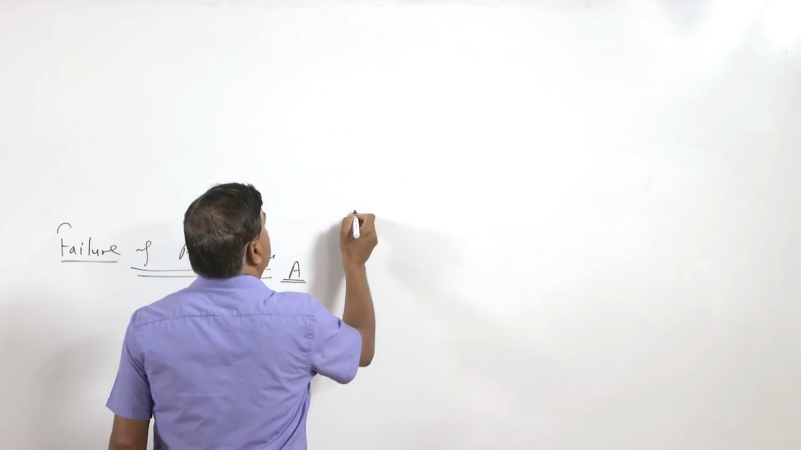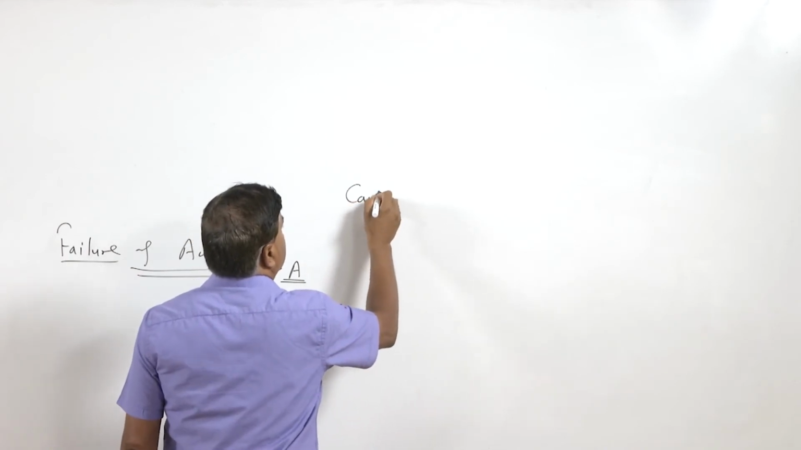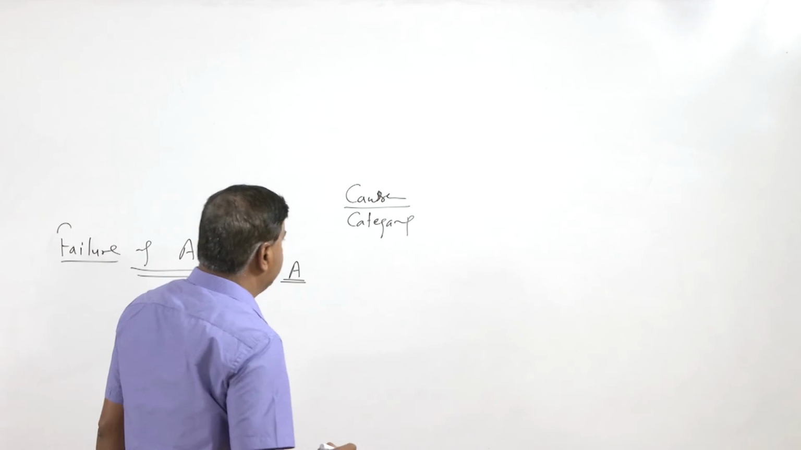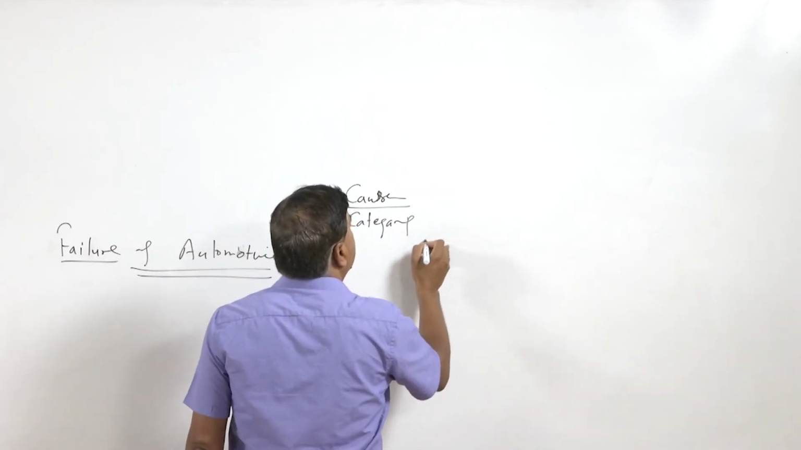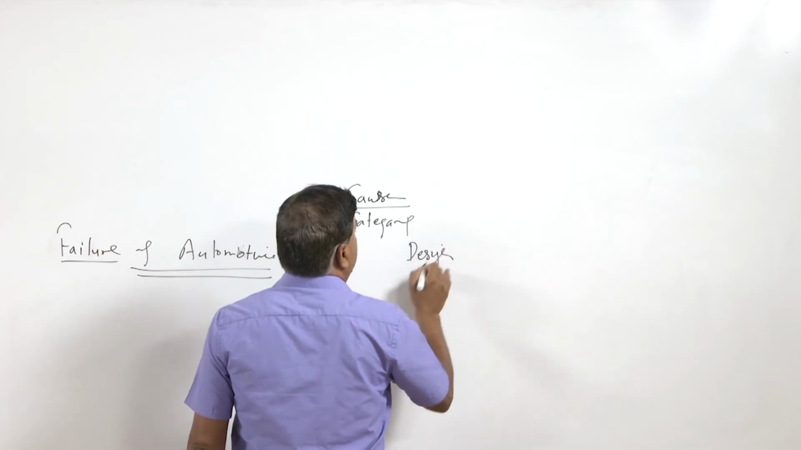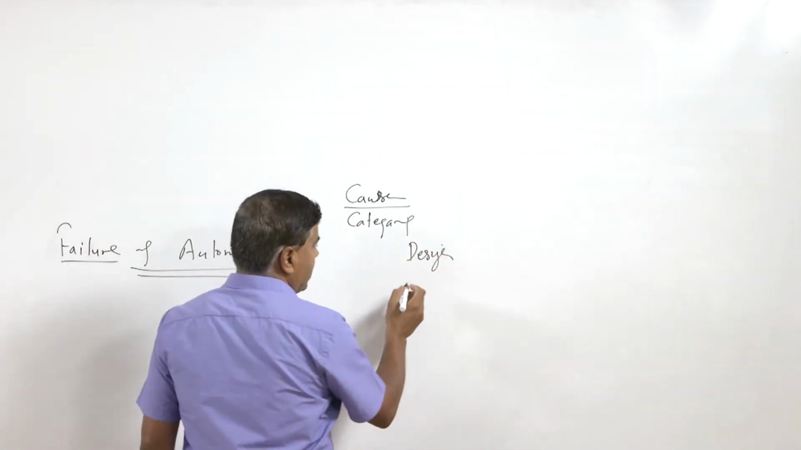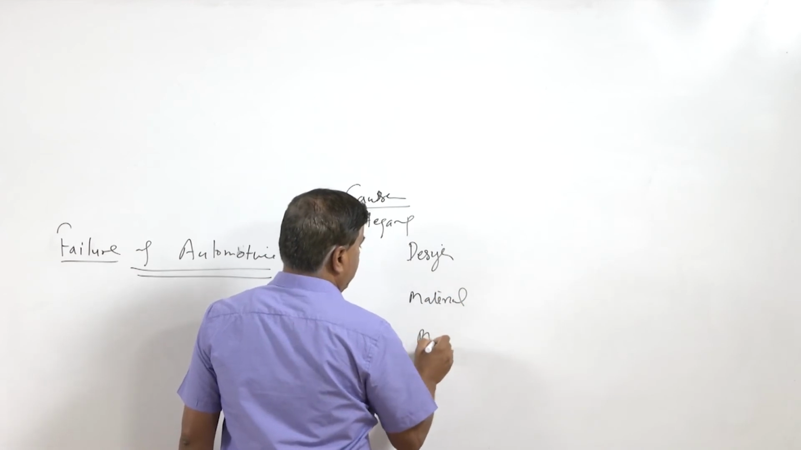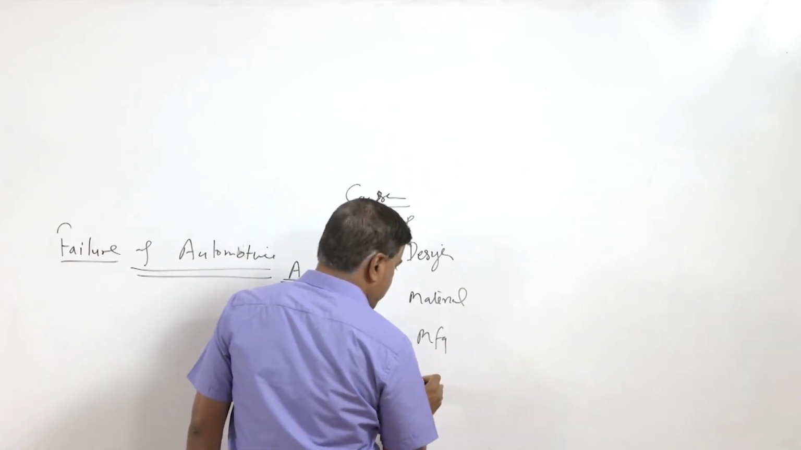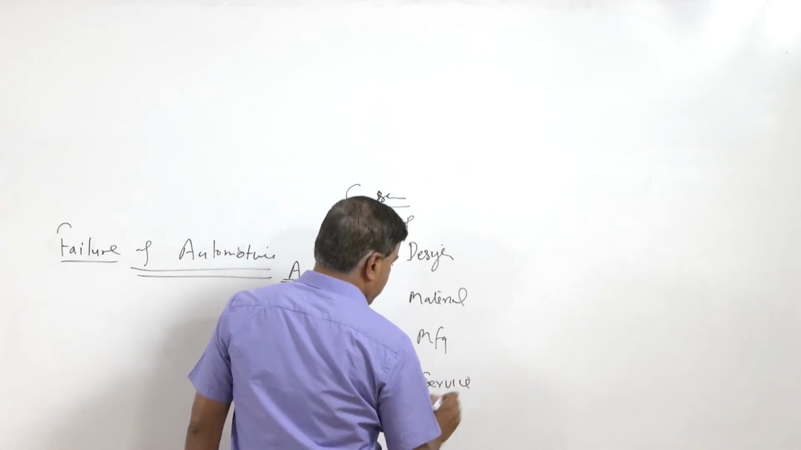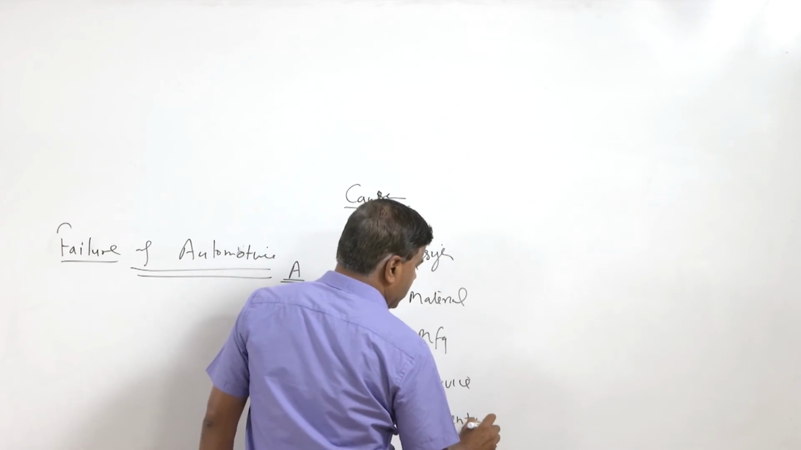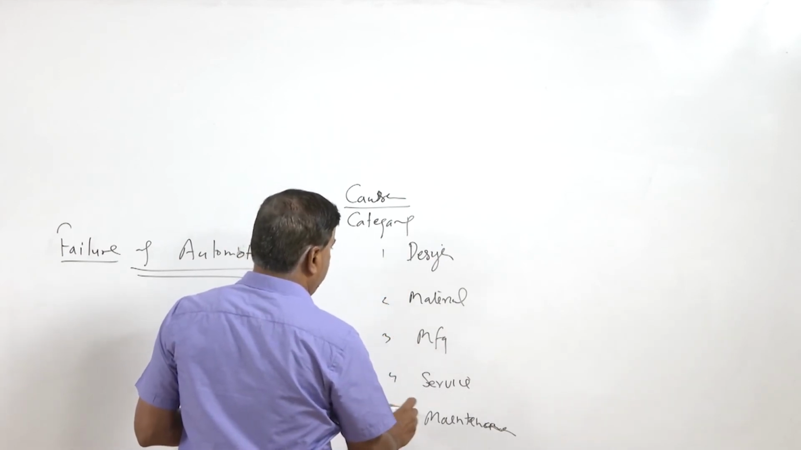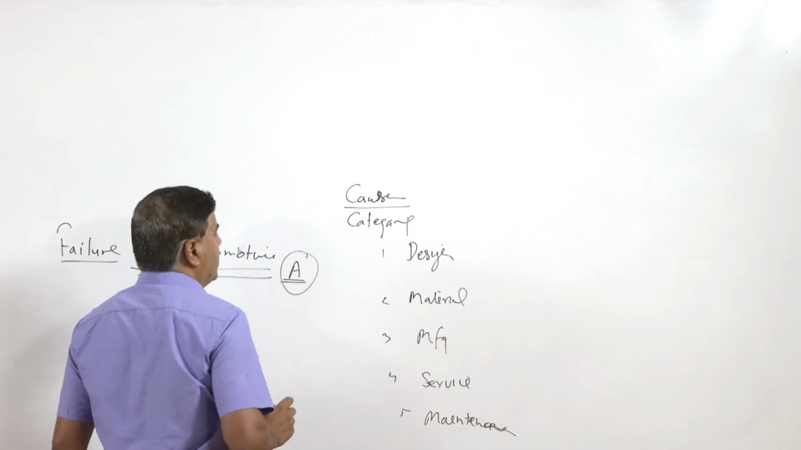We can take these causes as categories. As I have said, there may be fundamental sources of failure or fundamental causes, like design, then material related issues, then manufacturing, and then service and maintenance, etc. So, there are 5 categories: 1, 2, 3, 4, 5.